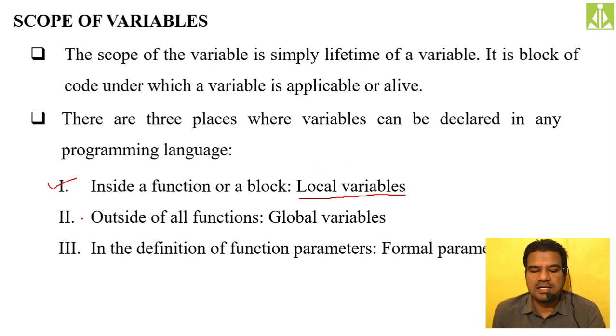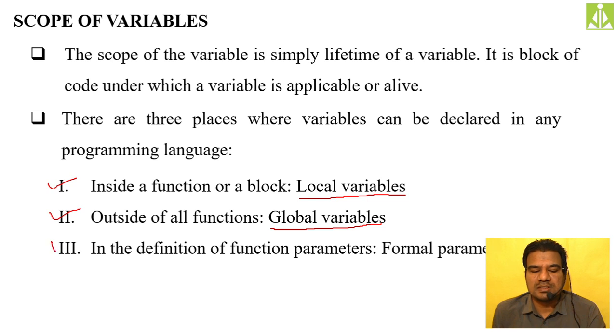The second type of variables are those declared outside of all functions, including main. Even if we declare these variables outside the main function, we call such variables global variables. Local variables within the block of a function, global variables outside of all the functions.